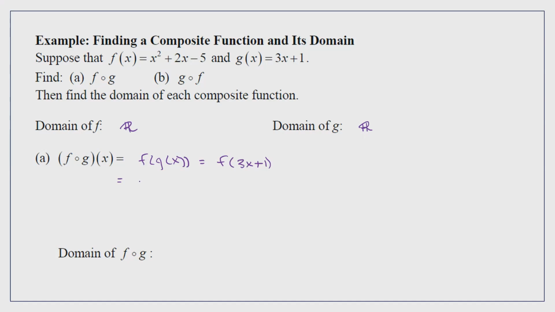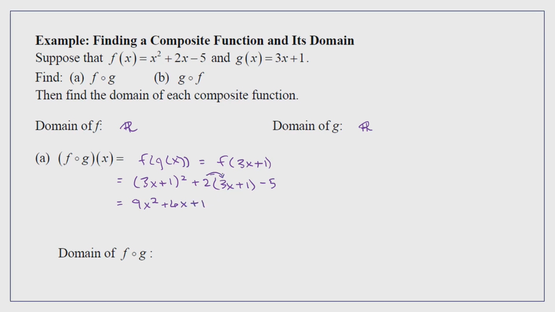So f of x is a quadratic. Wherever I see an x value, I'm going to enter in 3x plus 1. So I'll have (3x plus 1) squared plus 2 times (3x plus 1) minus 5. I can simplify this binomial that's being squared, and that will get me 9x squared plus 6x plus 1.